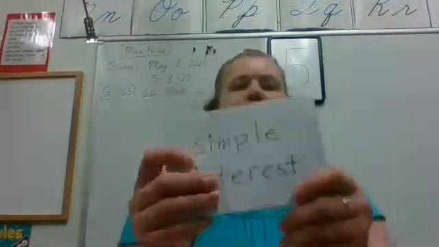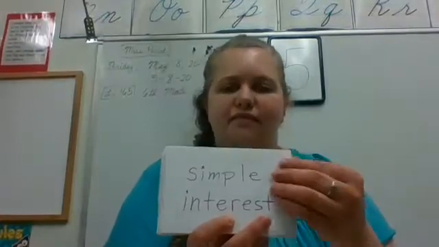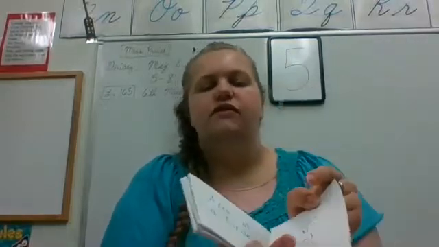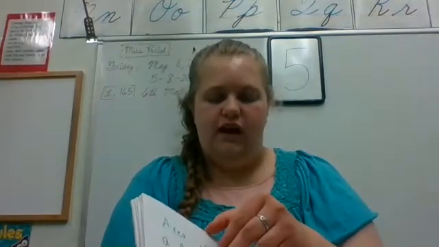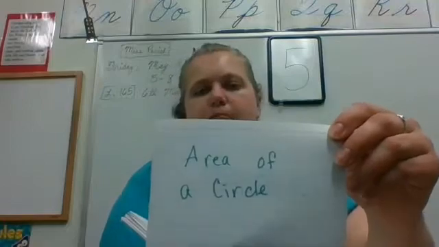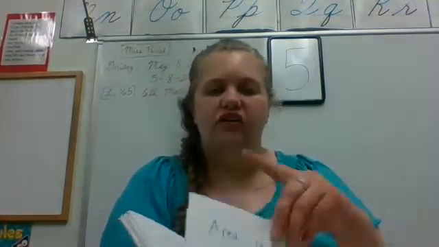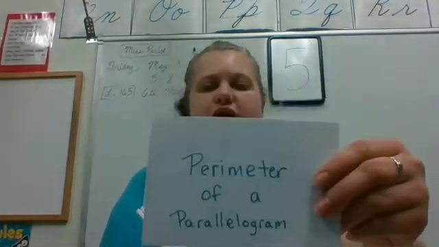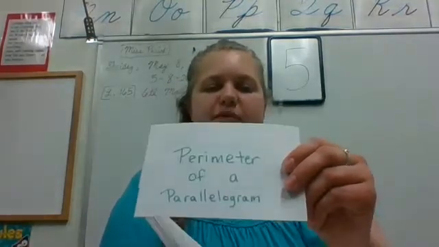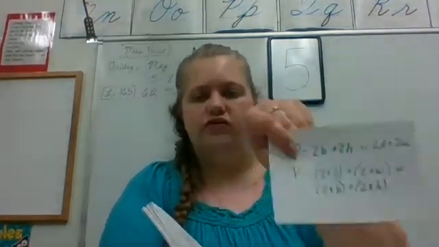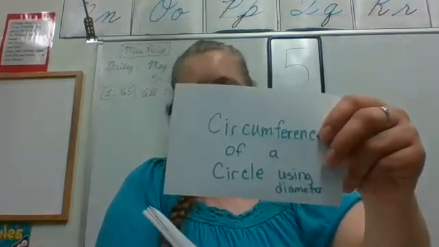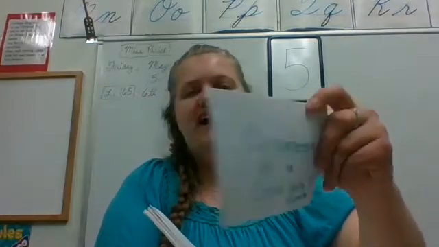So some of our formulas. What is the formula for simple interest? I equals PRT, principal times rate times time. Very good. What about area of a circle? A equals pi r squared, right? Very good. Perimeter of a parallelogram. P equals 2 times B times 2 times H. Or you can do 2 times L plus 2 times W. Very good. Circumference of a circle using diameter. C equals pi times D.